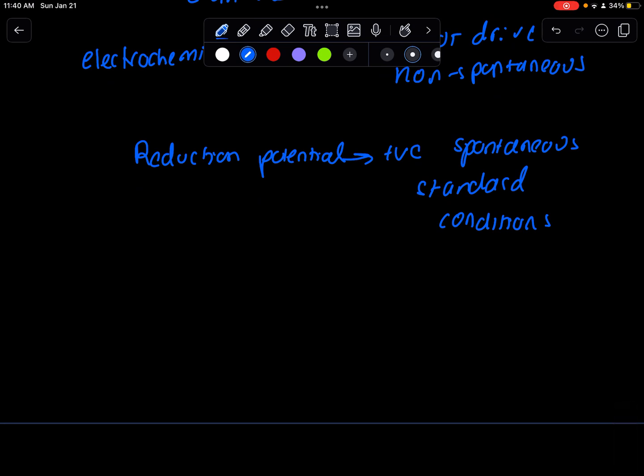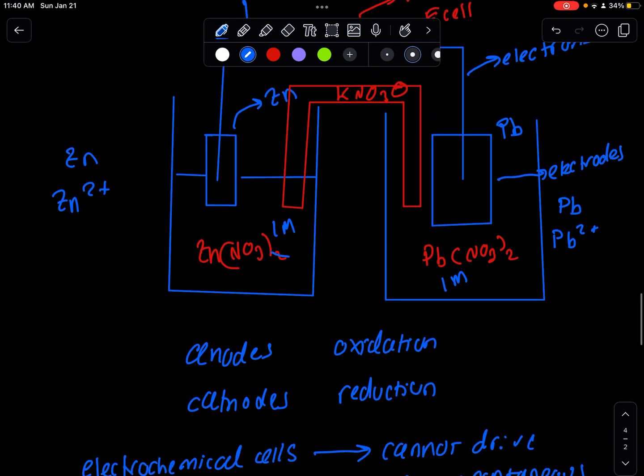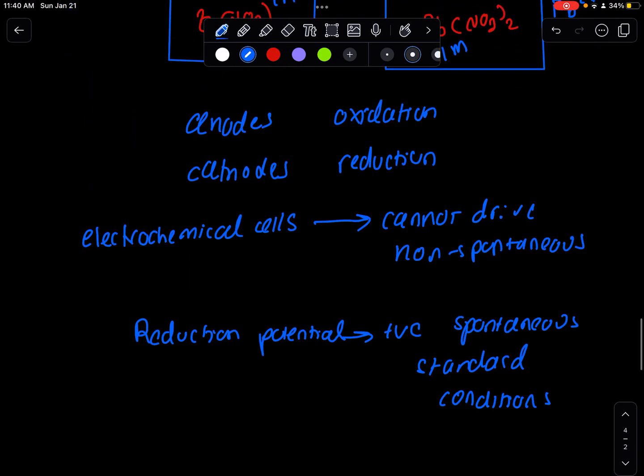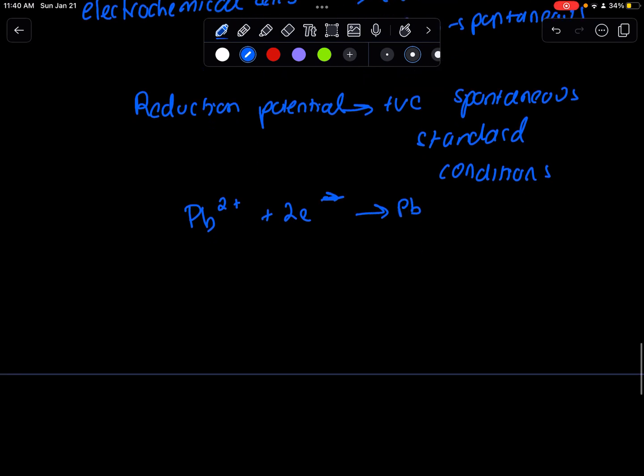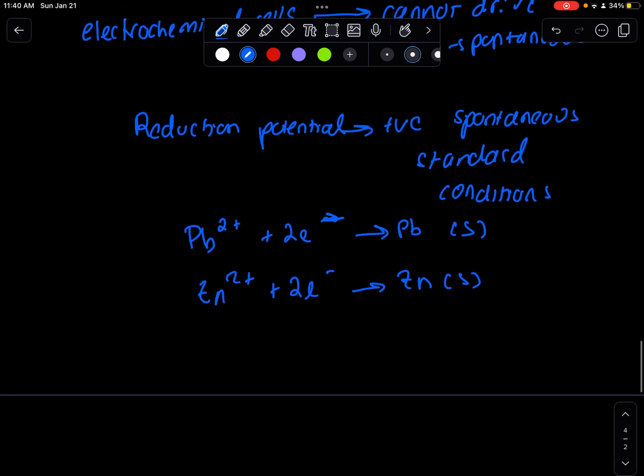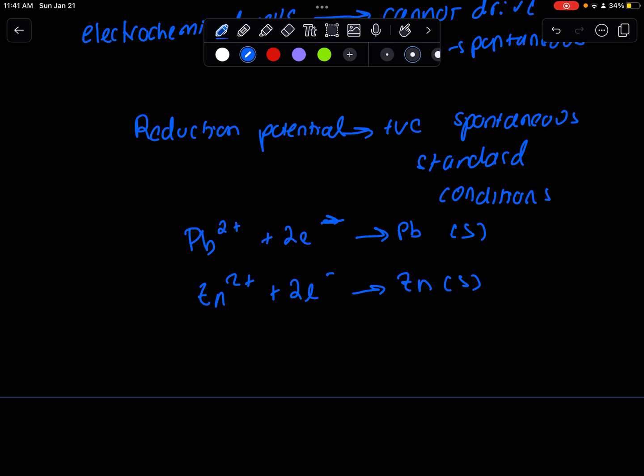So, what we have to figure out is which reaction is spontaneous for the reduction reaction. So we're going to have two potential reactions. We have Pb2+ plus 2 electrons goes to Pb. We also have the following, which is Zn2+ plus 2 e- goes to Zn. And that's solid. That's solid. Now, which of these reactions do you think is going to be spontaneous? Pause the video and see if you can come up with an answer.